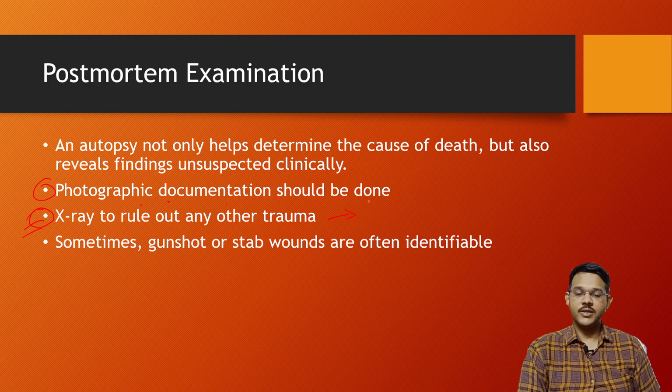This helps in detecting some findings like gunshot wounds, firearm injuries, or fractures. So fractures may be present because of burns, or sometimes the person may have had a fight which may have caused fractures that can be detected in the X-rays. Sometimes gunshot or stab wounds may be identifiable before the burnt body is autopsied.